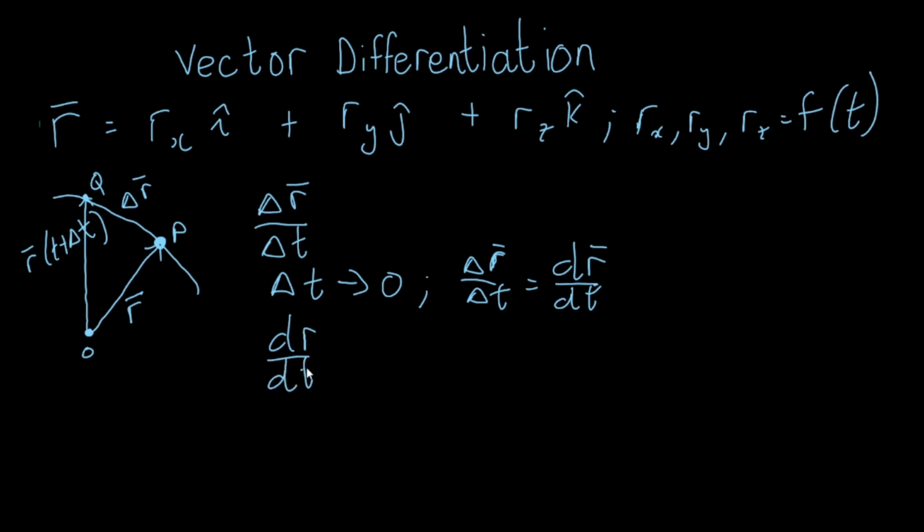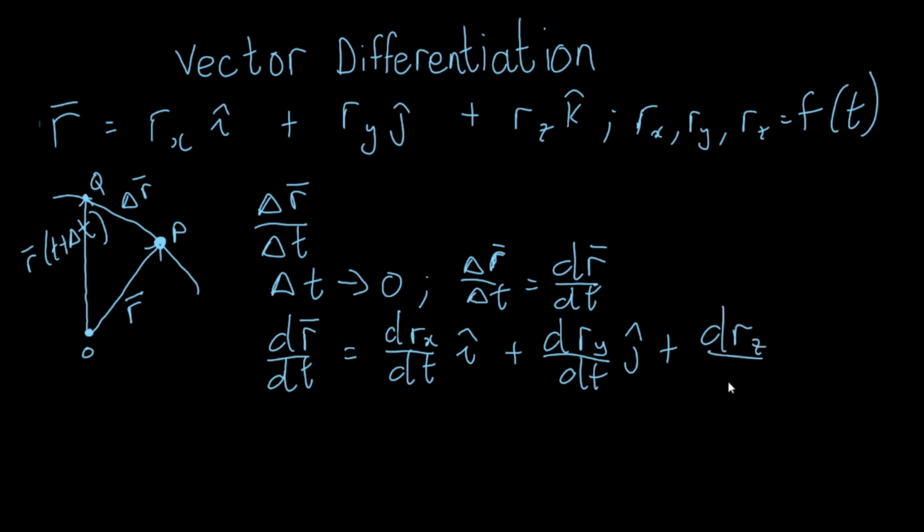And to compute this, it's a fairly simple matter. dr dt is just equal to the derivative of each component with respect to time: dx dt in the x direction, dy dt in the y direction, and lastly the z component, dz dt, in the z direction. So this is a fairly straightforward thing to compute.